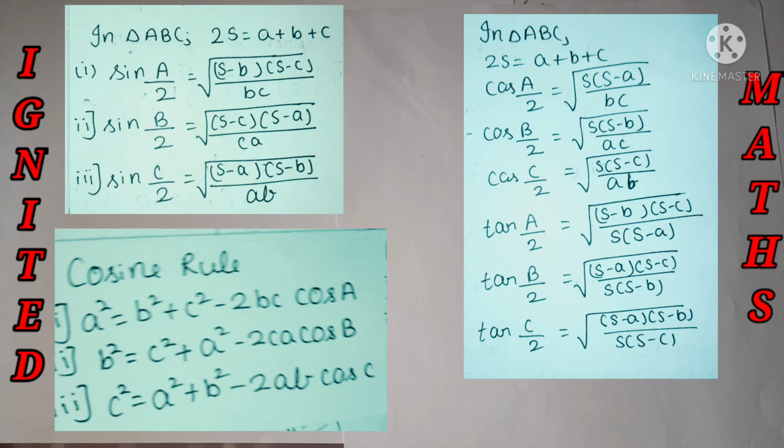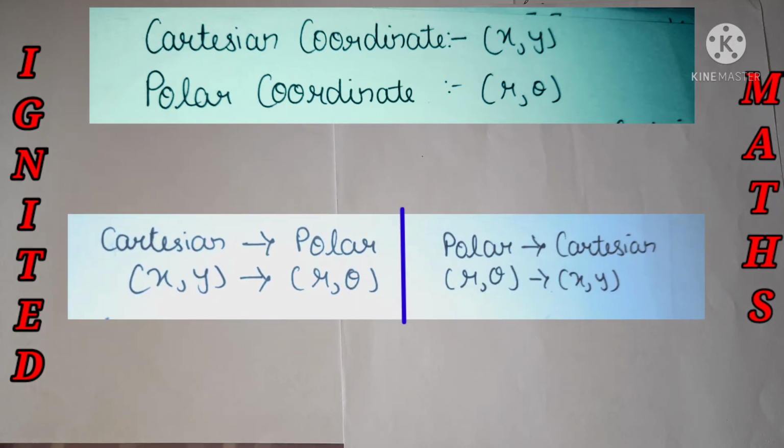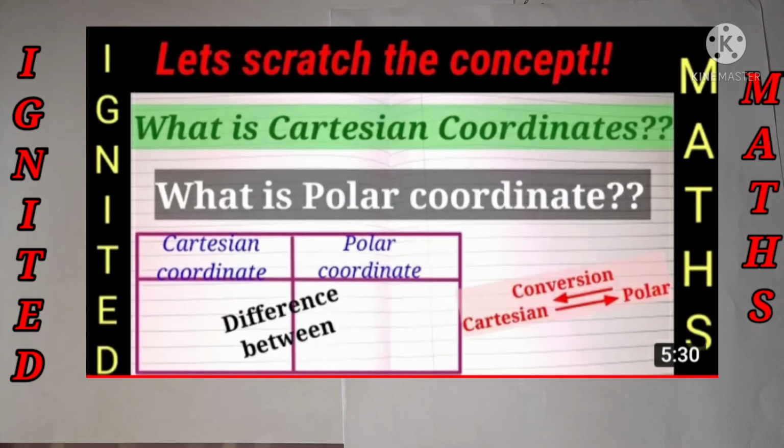So at exercise 3.2, the first and second main questions are based on Cartesian and polar coordinates. The Cartesian coordinate is in the form of x comma y, according to the Cartesian plane. The polar coordinate is in the form of r comma theta. Over here we need to convert from Cartesian to polar and polar to Cartesian, x comma y to r comma theta, and r comma theta into x comma y. This is the basic concept in the first and second main questions. Related to the complete concept of Cartesian, polar, conversion, and everything, I made a separate video. In the description box you will get the link.